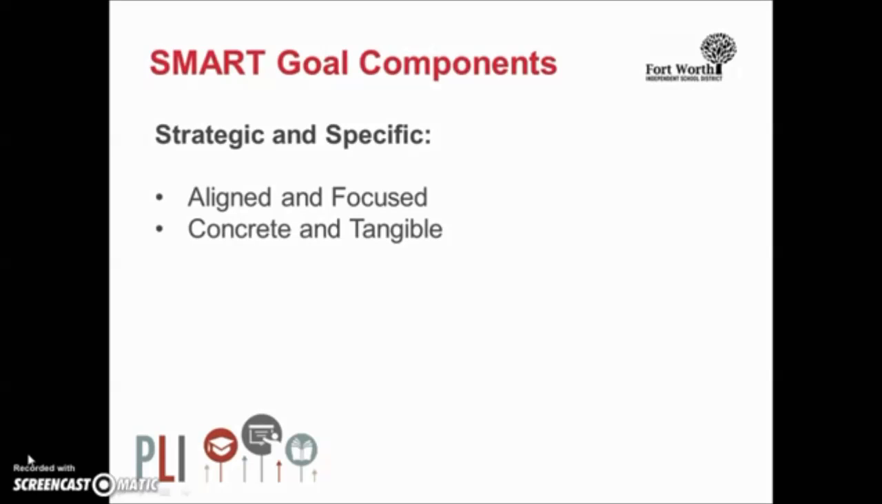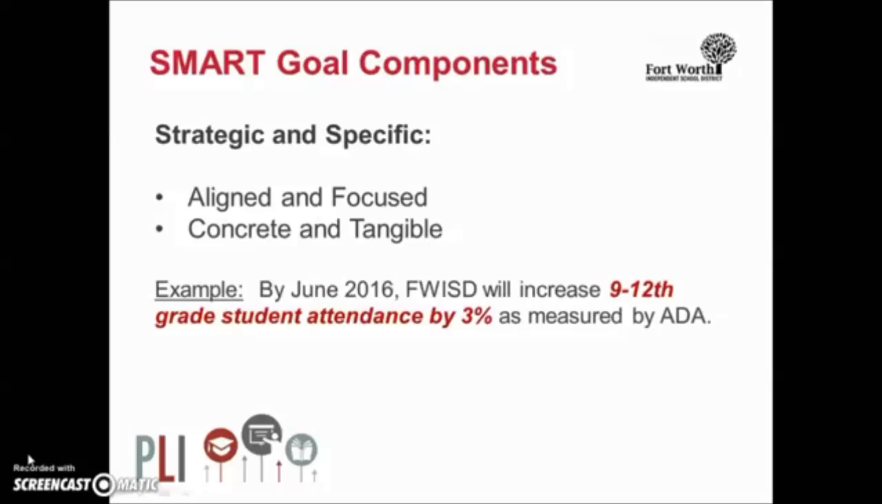Let's begin by looking at the S, which is strategic and specific. We want our goals to be aligned with the district strategic plan, focused, concrete, and tangible. Here's an example. The strategic and specific components are represented in red. By June 2016, FWISD will increase 9th through 12th grade student attendance by 3% as measured by ADA. It is definitely specific in that it is targeting specific grade levels. It is also strategic in that the data were reviewed and this issue was determined to be a priority.